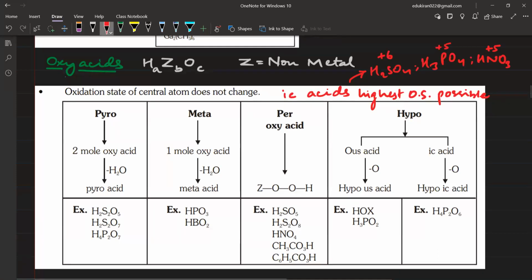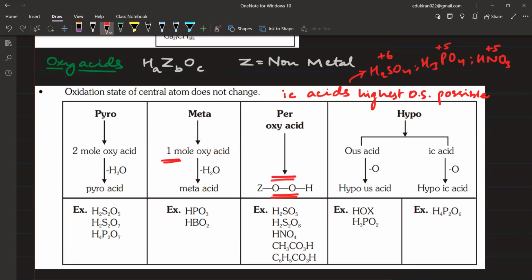ठीक है, नेक्स्ट यू हैव मेटा. मेटा केस कब होगा, फ्रॉम 1 मोल ऑफ ऑक्सी एसिड, यानी कि 1 मोल ऑफ सल्फ्यूरिक एसिड, 1 मोल ऑफ फॉस्फोरिक एसिड, किसी भी एक एसिड से आप एक पानी का मॉलिक्यूल निकाल दीजिए. You are going to get the मेटा फॉस्फोरिक एसिड, मेटा सल्फ्यूरिक एसिड. Then you have per oxy acid. Per oxy acid में you will have 1 bond which is oxy bond. ठीक है, एक आपके पास ऑक्सीजन ऑक्सीजन वाला बॉन्ड होगा.